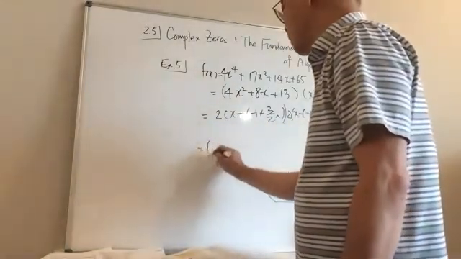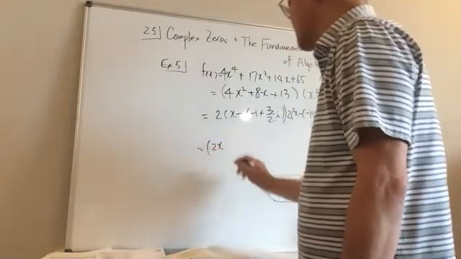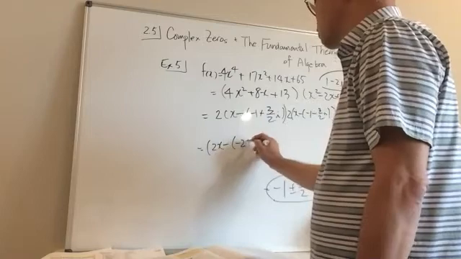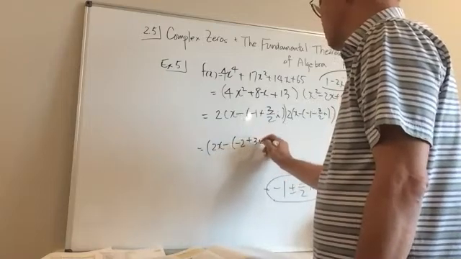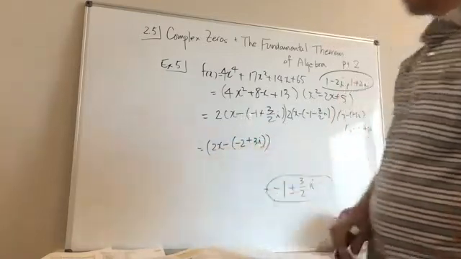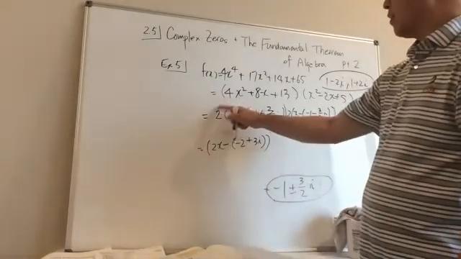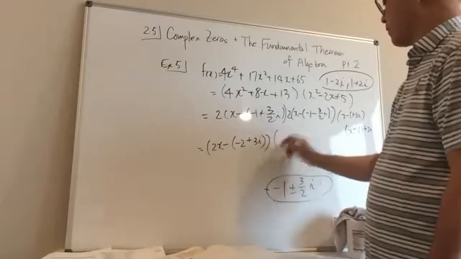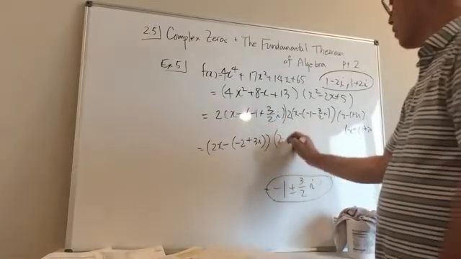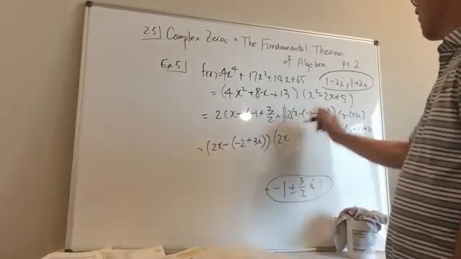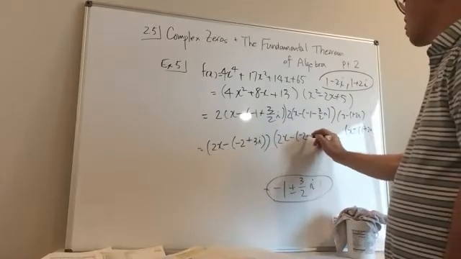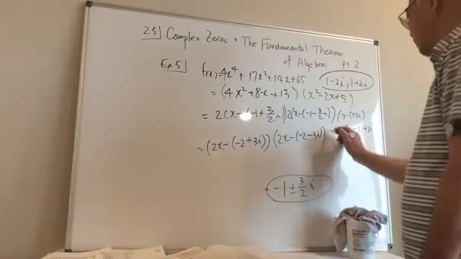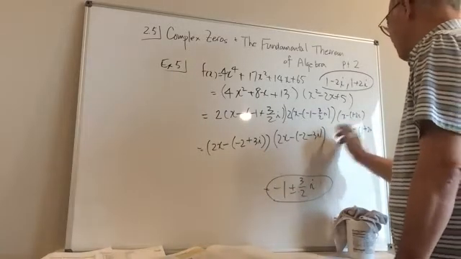So I'm going to get what? 2x minus 2 plus 3i. I just did the 2 out here, 2 in there, the 2 in here. 2x minus 2 minus 3i. Okay, and then this guy just carries down.